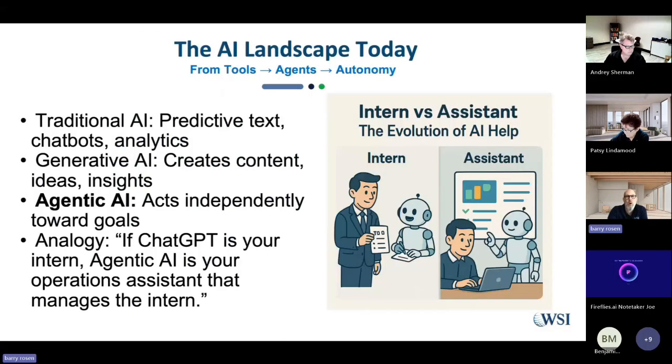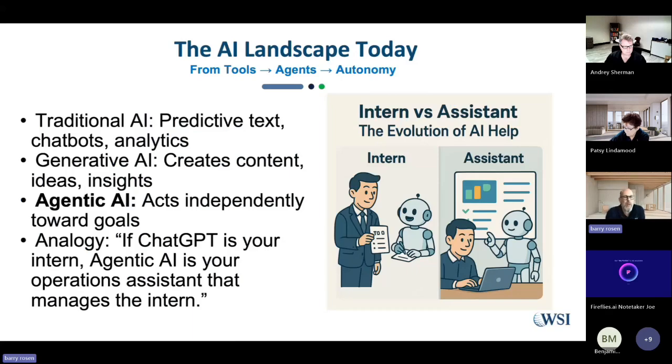So the first thing that we'll talk about is what is agentic AI? So today we have traditional AI, which is predictive text. So this is chatbots, analytics. And then we have generative AI. So this is AI that creates content, ideas, or insights. Some examples of this are video content creation, text to image creation, or even just ChatGPT, where you're asking it to review a set of data and then provide insights as well.